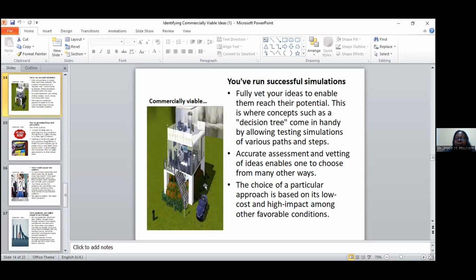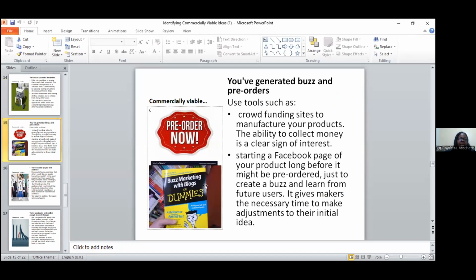So the choice of a particular approach is based on whether it is low cost. For instance, in producing your product or service, will it be costly? So you are trying out avenues. If I take it in this form, will it cost me more than if I take it in this form? So you have replications and then make a choice of which one is low, that is suitable, that will not make you spend much in production, because you need to make profit.